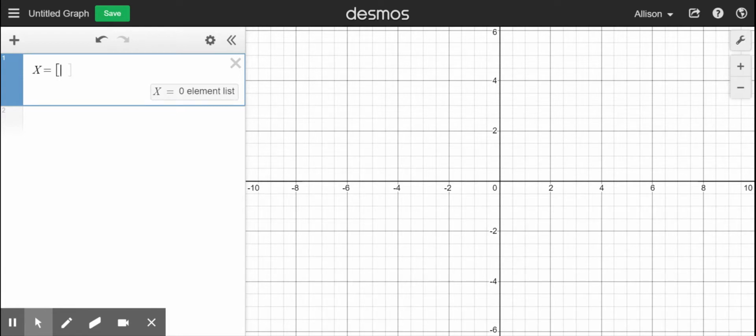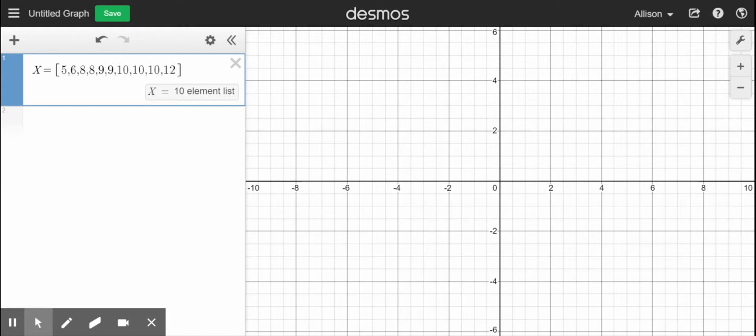Then what we're going to do is list the data points from our data set, and we're going to separate them by commas. So I have 10 data points, and when I'm finished, I'm going to close the bracket. This tells Desmos what my data set is.